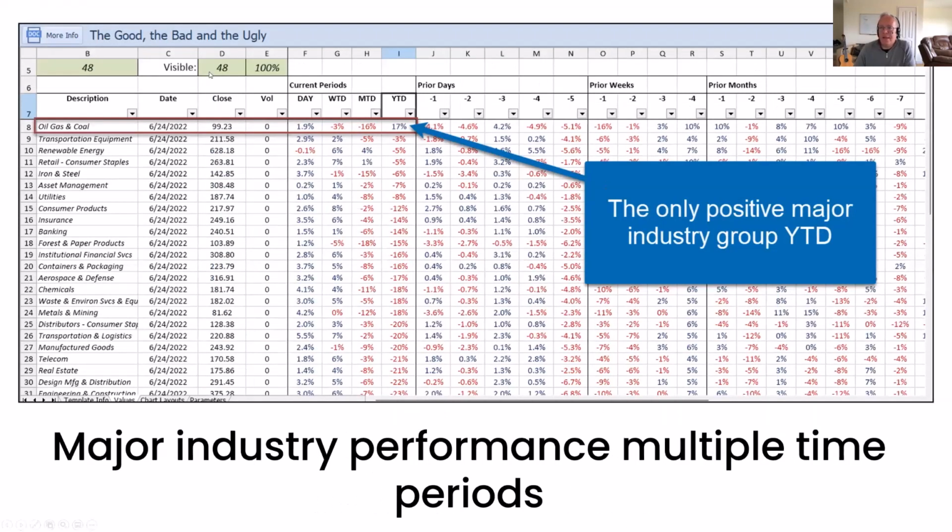And another way to look at that is in the good, bad, ugly template report. And that shows multiple timeframes. So sometimes it's a bit easier to see on here, but this is sorted by year-to-date performance, and that is 17% in oil, gas, and coal. But you can see month to day, it's down, week to day, it's down, but day, which was Friday, oil, gas, and coal was up.